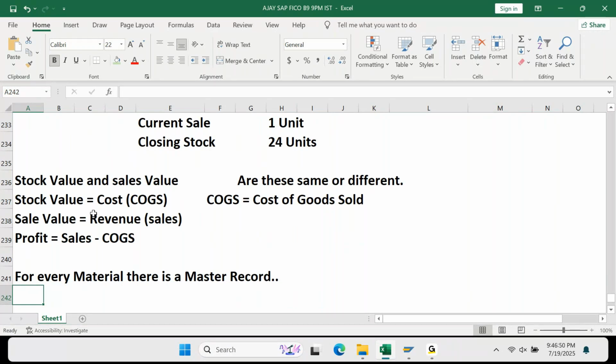For every material there is a material master. Now, the material master is managed by the MM consultant in any project. Materials are managed by the Material Management consultant. The way you are talking about SAP FICO, in a similar way there is SAP MM. Now you will have the catalog or the product list of every company.